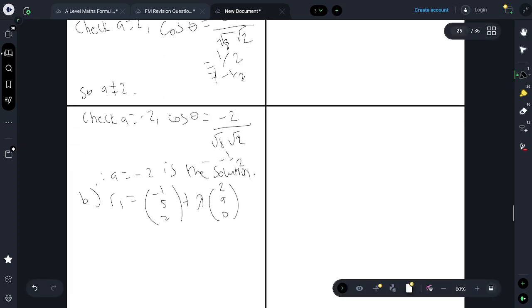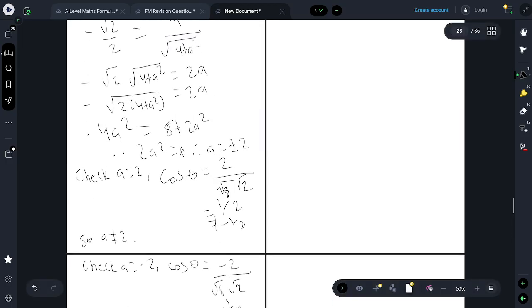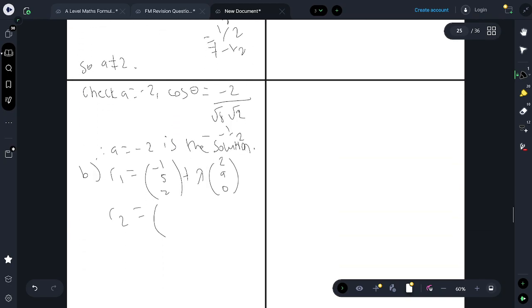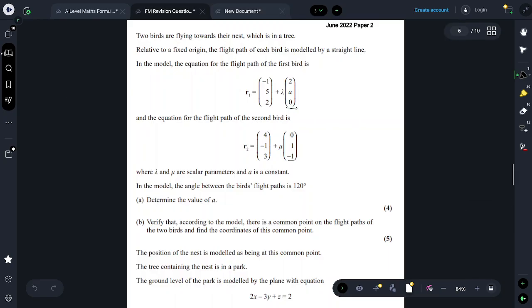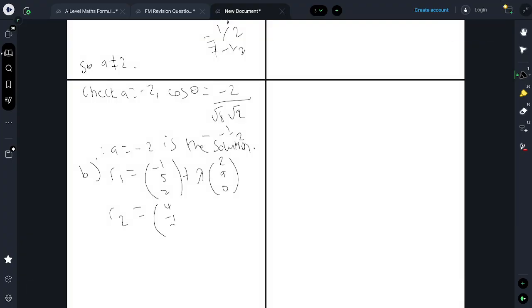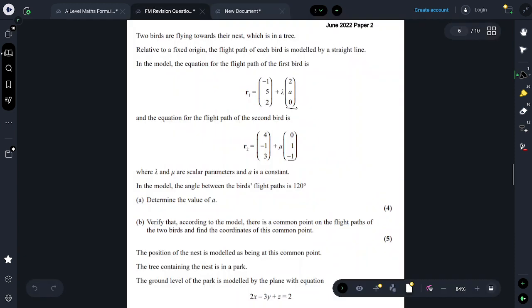And then R2 would be, hang on, no, I need to check the page. R2 would be (4, -1, 3) plus mu lots of (0, -1, 1). Was that right? Cool, yeah. So now we just equate them together, right?